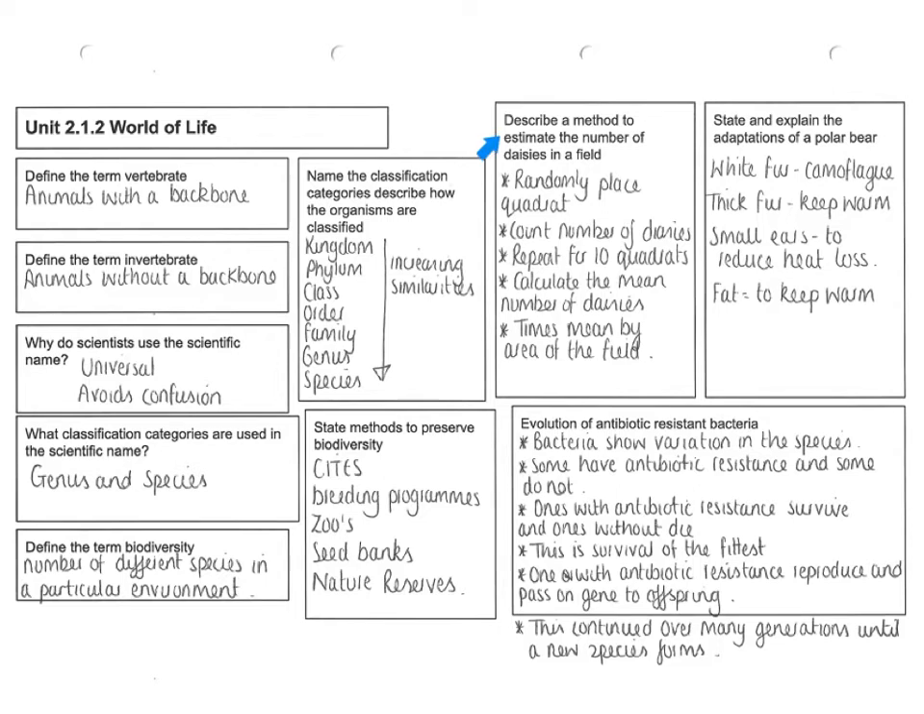Describe a method to estimate the number of daisies in a field. So we randomly place the quadrat, okay, keyword there, randomly. Count the number of daisies, repeat for 10 quadrats, calculate the mean of the daisies and then times the mean by the area of the field.